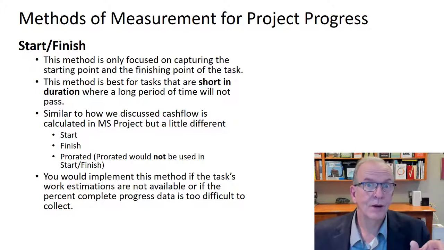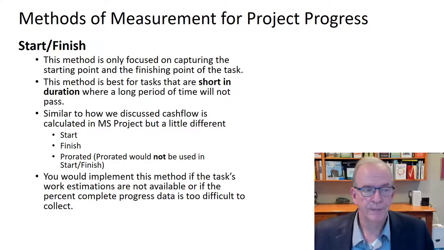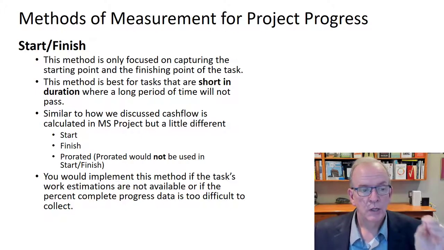So then you get into the variance aspect. What's the variance on it? Start and finish. Well, we could be getting similar to how we talked about cash flow. You have at the start. Yeah, in scheduling software, you have the start, at the finish, and prorated. Well, start and finish just looks at start and finished. It doesn't consider prorated.